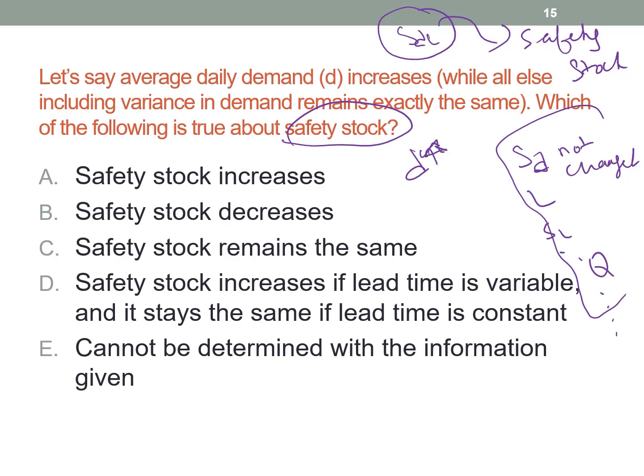What will happen to safety stock? Will safety stock go up? Will safety stock go down? Will it remain the same? Or it's contingent, it depends, which is the fourth option, that safety stock increases if lead time is variable, but it stays the same if lead time is constant. So that is an answer which depends on what's happening with lead time. And then E is the choice that it cannot be determined with the information given. We're not given enough information. Again, the answer is in the notes part of the slide. So if you've downloaded the slides, you can go to the slide, look at the notes section to check your answer.